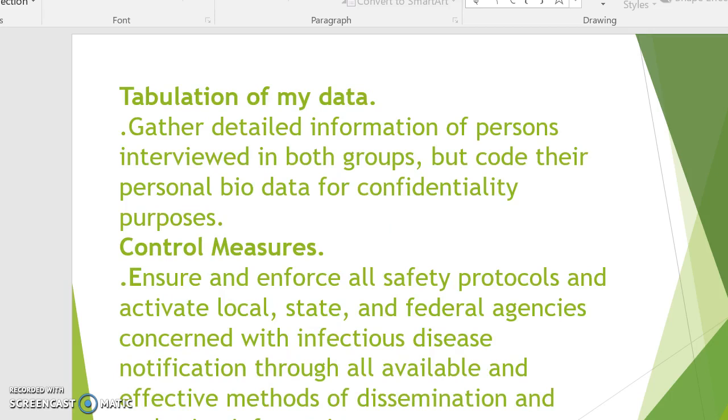I'll tabulate my data and gather detailed information of persons interviewed in both groups, but code the personal biodata information for confidentiality purposes. Control measures: ensure and enforce all safety protocols and activate local, state, and federal agencies concerned with infectious diseases. Notification through all available and effective methods of dissemination and gathering information.